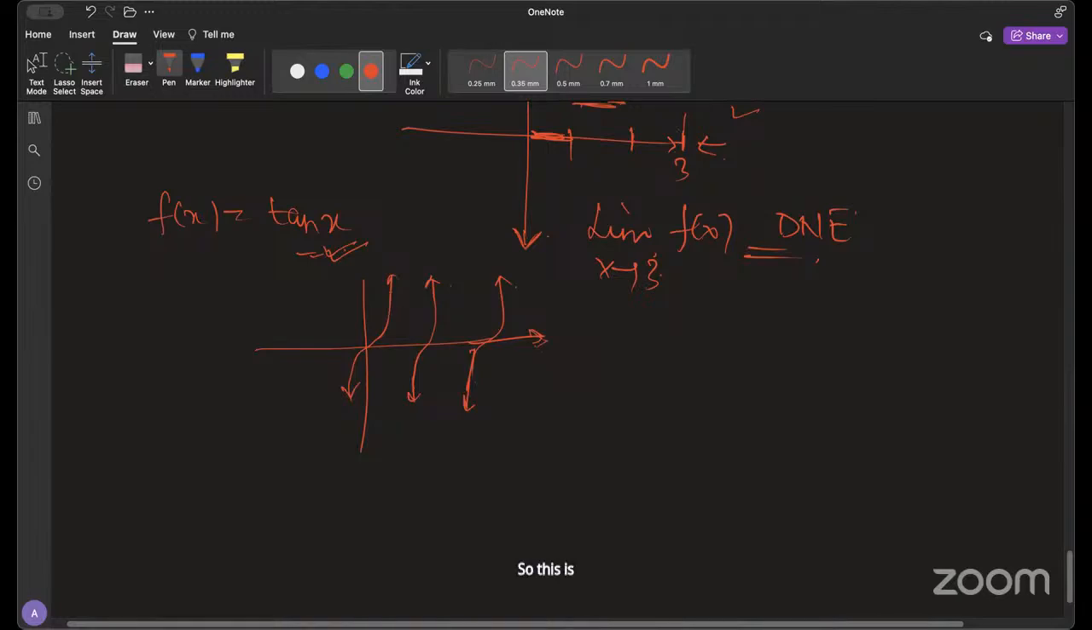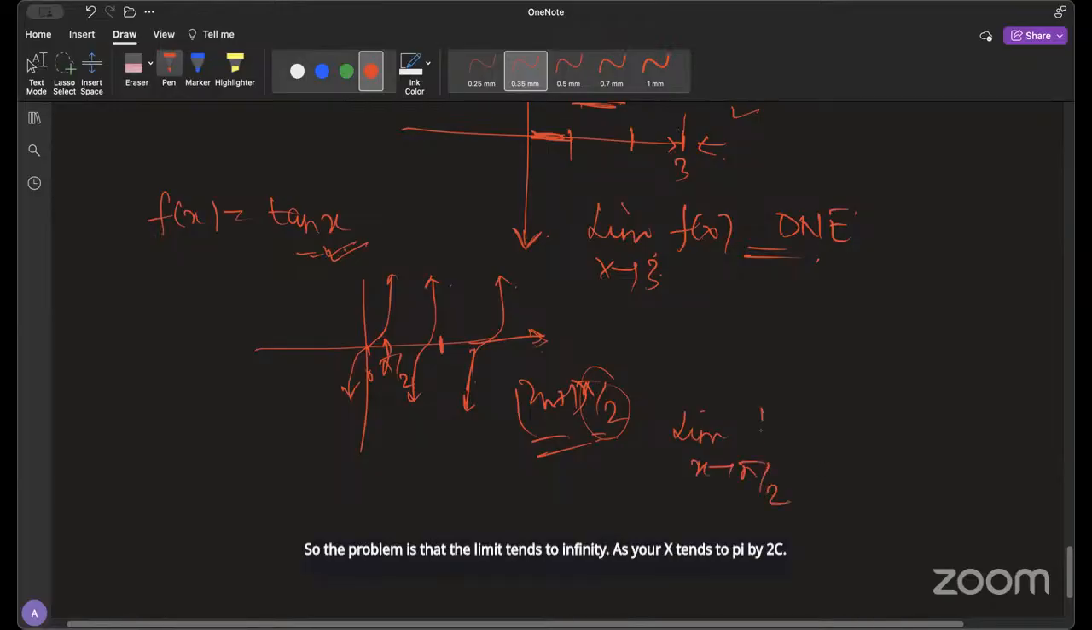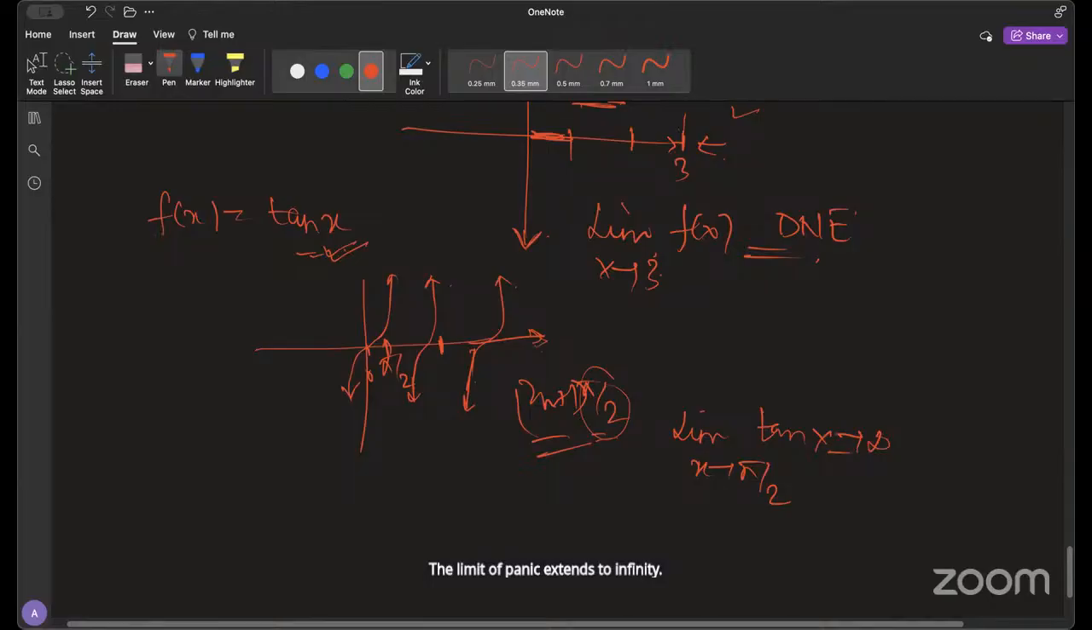So if you take the continuity of it, let's just say this is 0 and this is pi by 2. There's a significant discontinuity at pi by 2 and all the odd multiples of pi by 2. If you take any odd multiple like this one, then this is an odd multiple again. The problem is that the limit tends to infinity. As x tends to pi by 2, the limit of tan x tends to infinity.